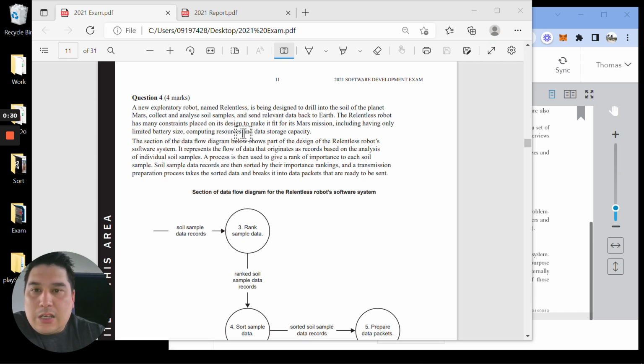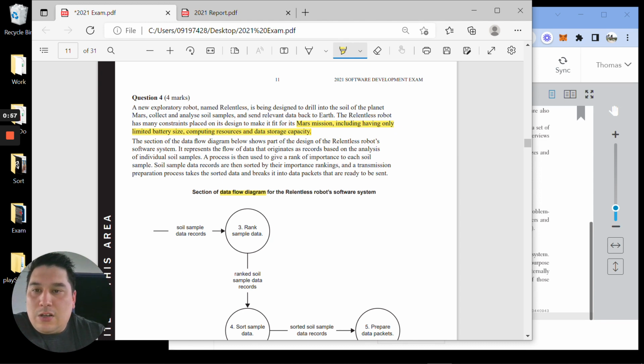Computing resources and data storage capacity. All those things weren't mentioned for no reason. So if I had a highlighter, I'd be highlighting those things. Here we go, I do have a highlighter. I should probably highlight these processes too, because I can see a data flow diagram. So we're probably going to have to understand where the data is going.